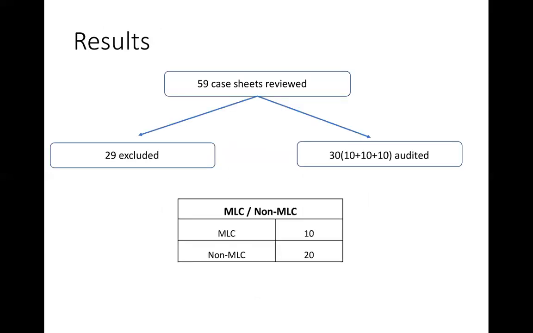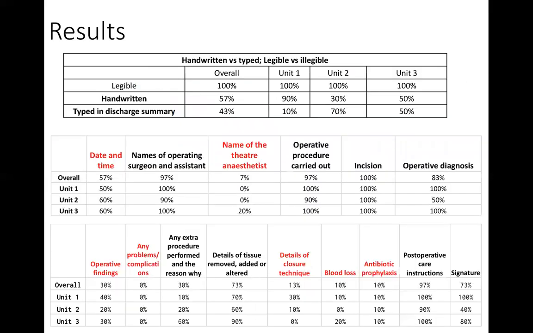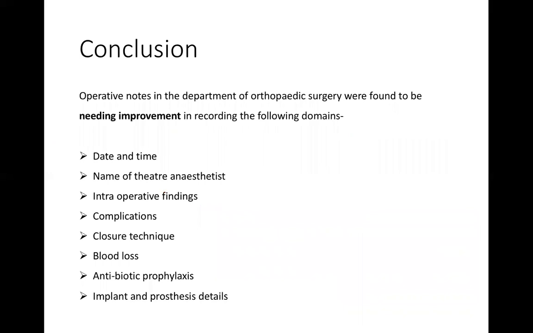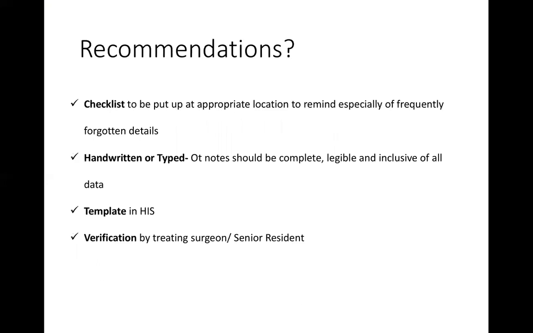Then, based on that, you get certain results, and these results are then subsequently presented in a department meeting or an audit meeting. And then you identify certain areas of good practice, certain risks, and areas where there can be improvements. Then certain recommendations are made. With regard to our audit as well, we found out what was lacking in our documentation in the OT notes. What are the aspects that some of us were frequently forgetting?